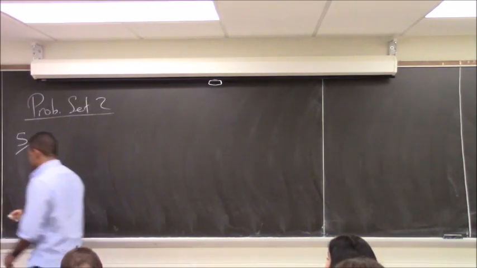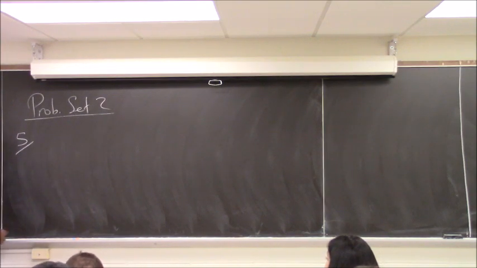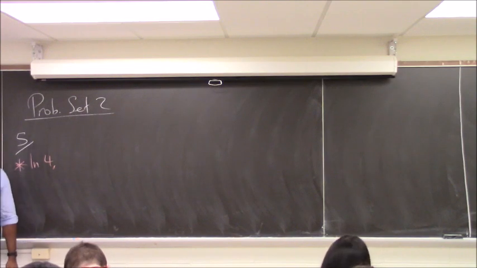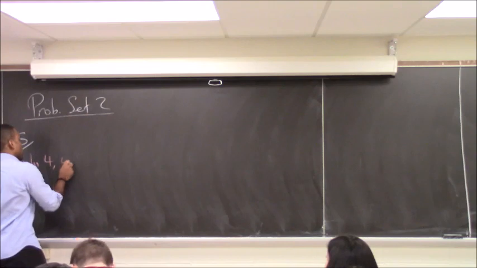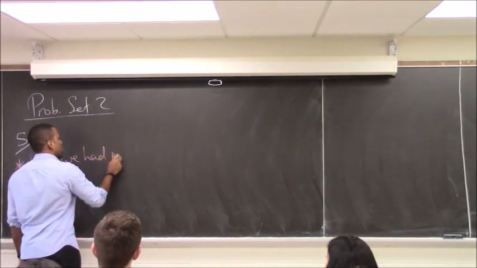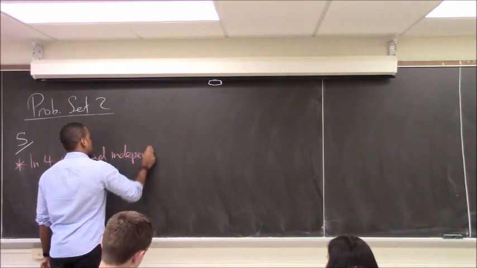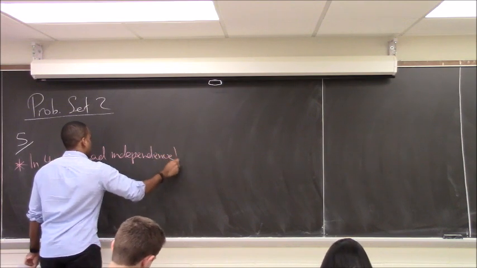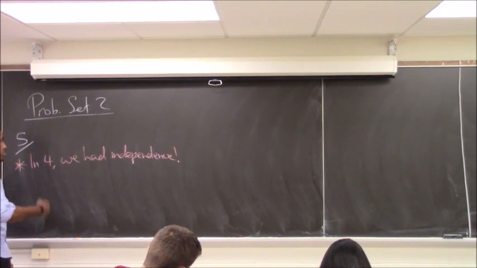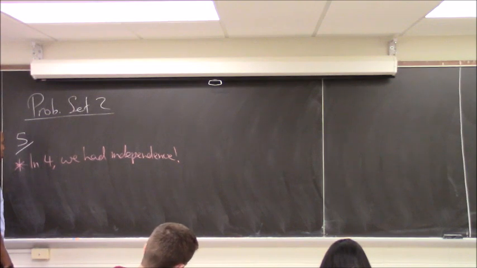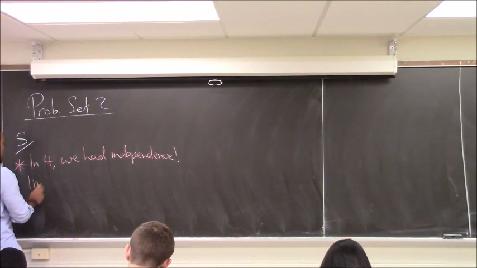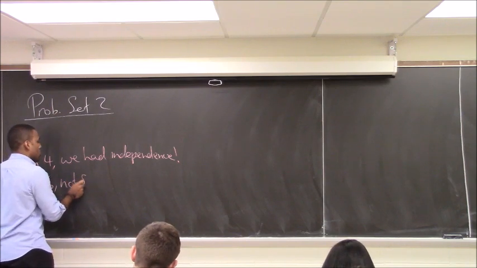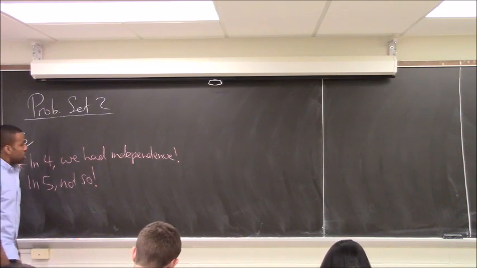So one thing I do want to communicate is that in problem 4, one of the major differences besides the with replacement and without replacement, we had independence. Right? Once we replaced it and picked again, the first choice had no bearing on the second choice. It's like we reset the whole thing. In 5 though, not so. Dependence is actually an issue in problem 5.